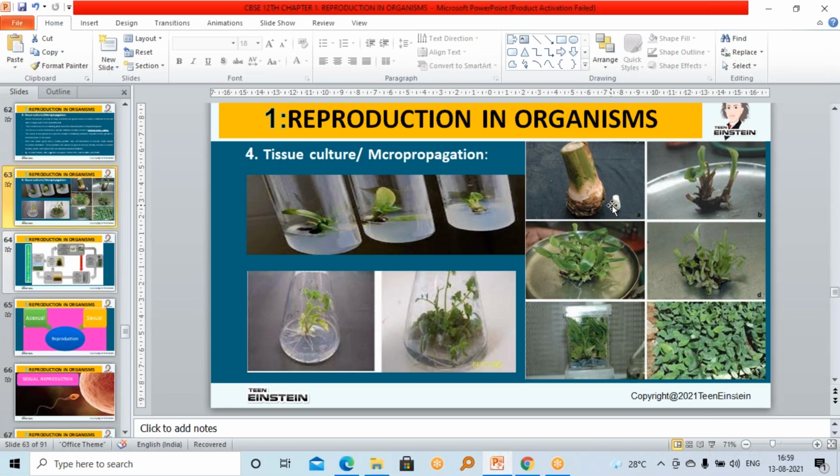By using different types of sterilizers, you need to sterilize. Why are we using this sterilization method? To avoid other microbes, because we are using this part for tissue culture. So to avoid infections like other bacteria or some other microbes.